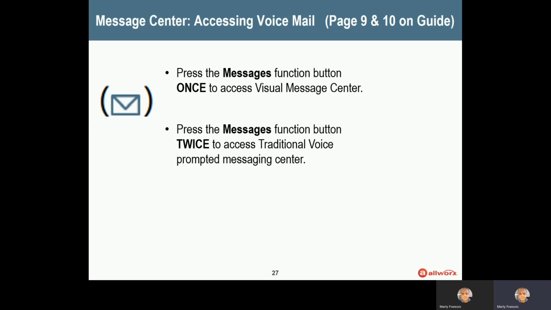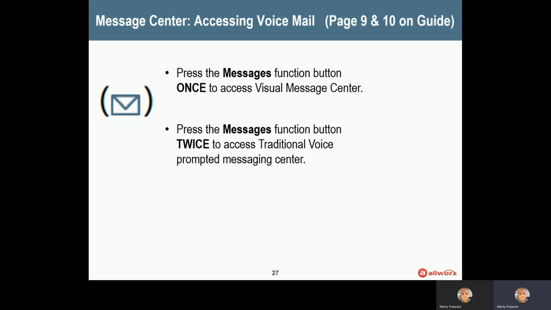And so you access the voicemail by pressing that messages function button, and it takes you into the areas to check the voicemail. Now, there are two different ways to access voicemail on the Allworx. One is what we call our visual message center. It's an on-screen access, very similar to smartphones today, where you pull up a screen and it shows you any new voicemails you have. And then you just select one of those and it starts playing.